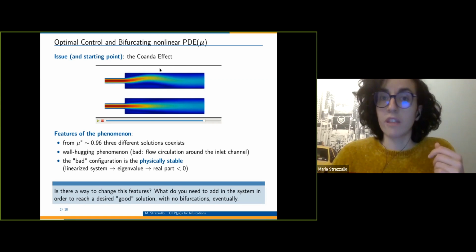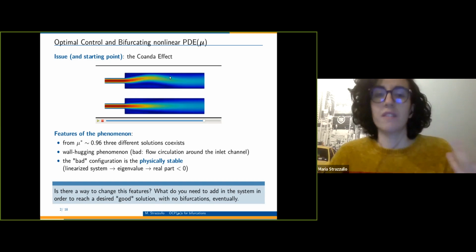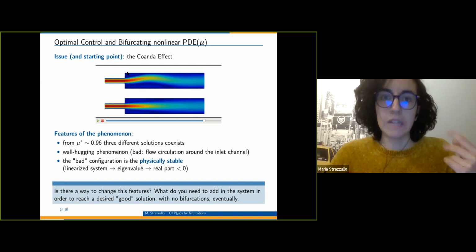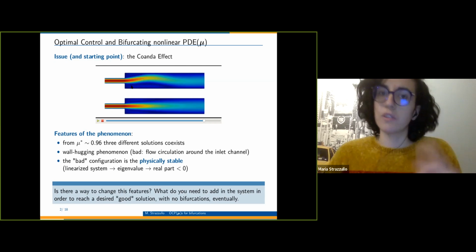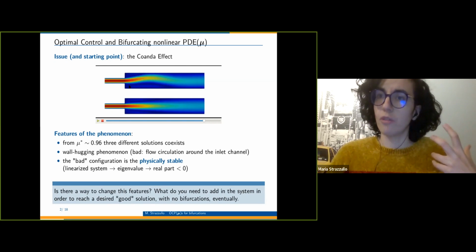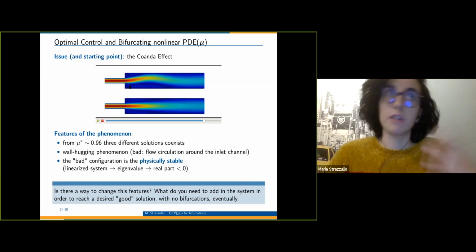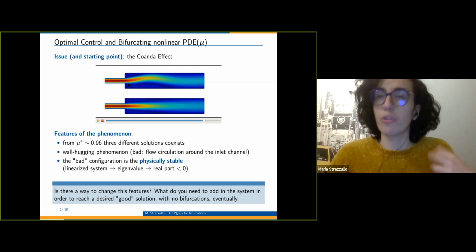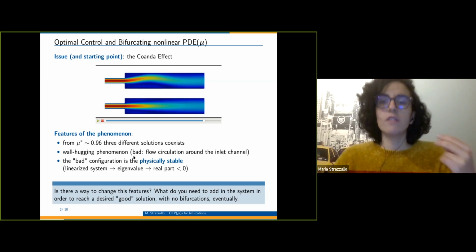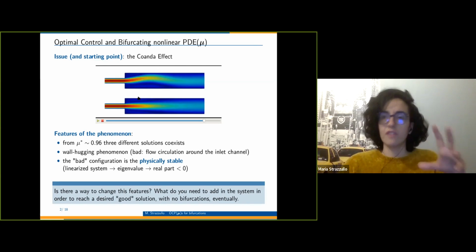However, the Wall-Hugging phenomenon here is, let's say, bad from a medical doctor's point of view. This is because here you can have some recirculation of the blood flow, and this can be somehow an issue for measurements. So doctors actually do not like this configuration.